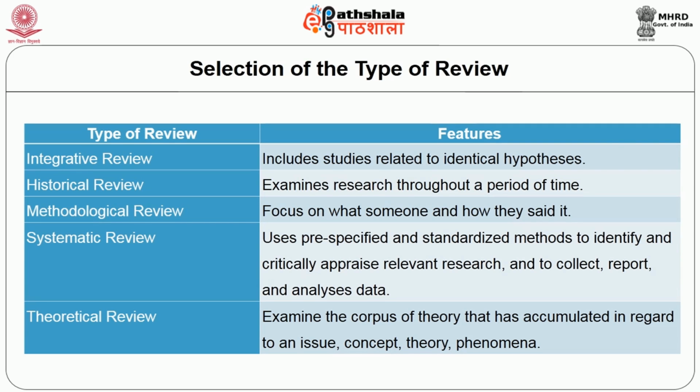The next one is historical review, which examines research throughout a period of time. The next type of review is methodological review, which focuses on what someone has said or how it is said. Next one is systematic review. Herein, a well-defined standardized method is identified and followed for collection, reporting and analysis of data. The last type of review is theoretical review, which examines the theory and accumulates the issues and concepts for further use.